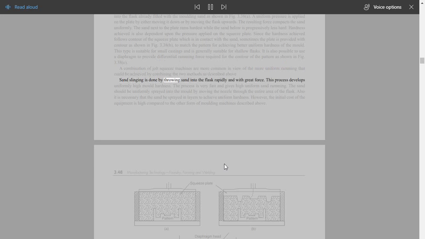Sand slinging is done by throwing sand into the flask rapidly and with great force. This process develops uniformly high mold hardness. The process is very fast and gives high uniform sand ramming. The sand should be uniformly sprayed into the mold by moving the nozzle through the entire area of the flask. Also, it is necessary that the sand be sprayed in layers to achieve uniform hardness. However, the initial cost of the equipment is high compared to the other forms of molding machines described above.